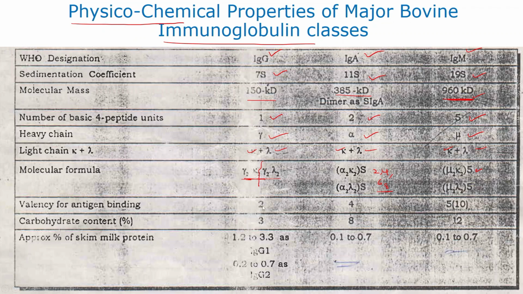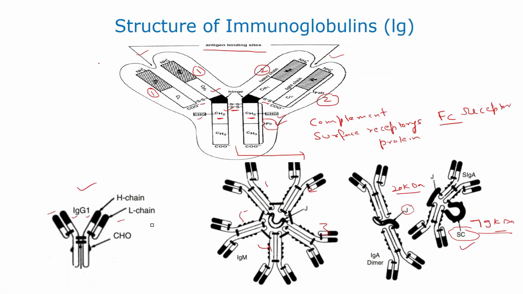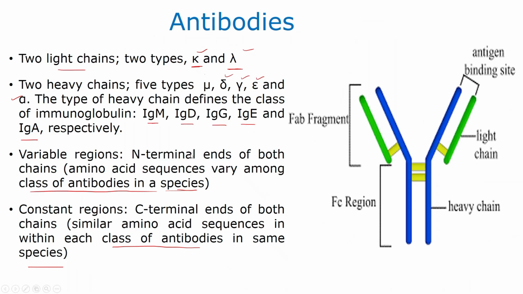Now, valency of antigen binding. Obviously, there are 2 antigen binding sites in IgG, as I've shown you. One is this and second is this. So in IgG we have 2 antigen binding sites, in IgA we have 4 binding sites, 1, 2, 3, 4, and in IgM we have 10 antigen binding sites, 1, 2, 3, 4, 5, 6, 7, 8, 9 and 10.